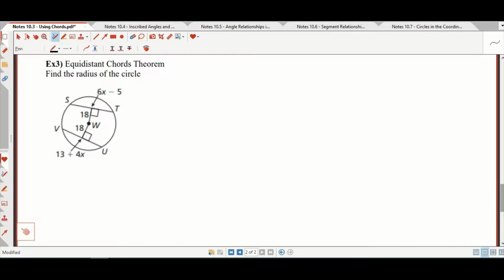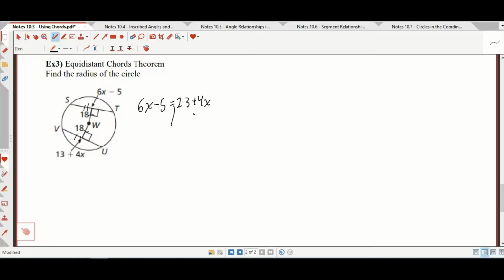Equidistant chords theorem. Find the radius of the circle. So we know that this distance here is 18 and this distance here is 18. And we know that these distances here have to be the same. So we know that those two are the same, so 6x minus 5 equals 13 plus 4x.